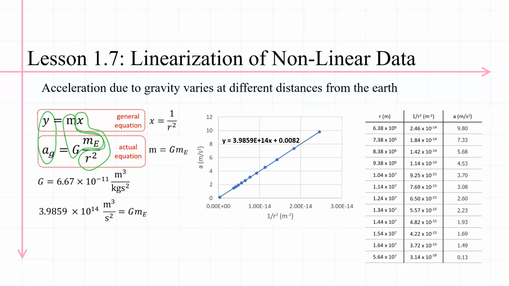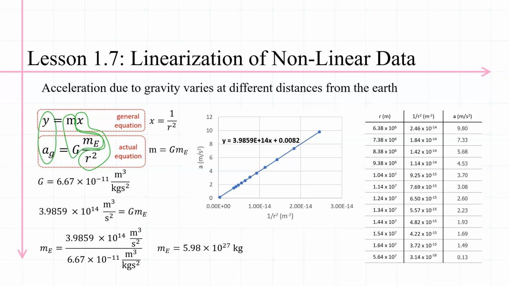Let's see if we can find the mass of the Earth from these given values, and we'll see how close we are to the actual value. So when I solve this, I rearrange: mass of the Earth equals our slope divided by G. I'm just going to plug in that G value there, 6.67 times 10 to the negative 11th, and divide. I'm going to get a very large number, 5.98 times 10 to the 27th kilograms.